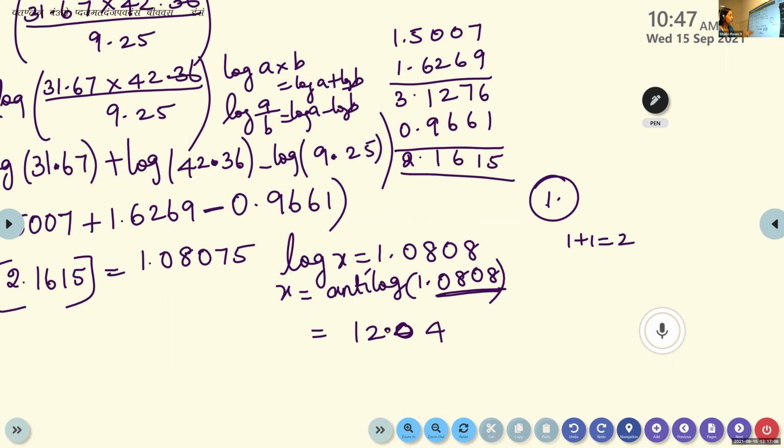Look at here. We are not using the calculator, we are using the logarithm table. We are finding the value. For very complex functions, big functions and complex square root, cube root and all, we can use the log table and we can do the calculation easily. Okay, it is 12.04.